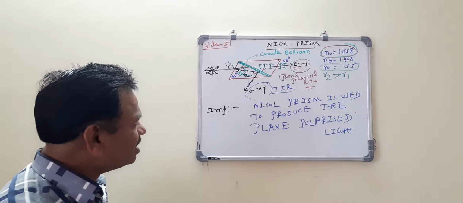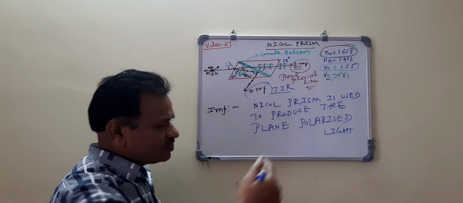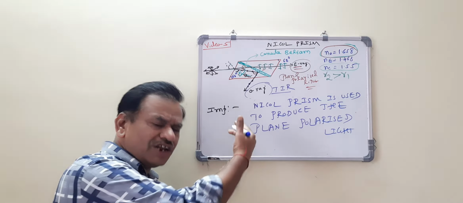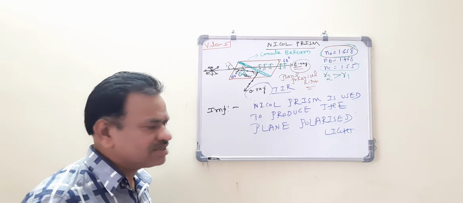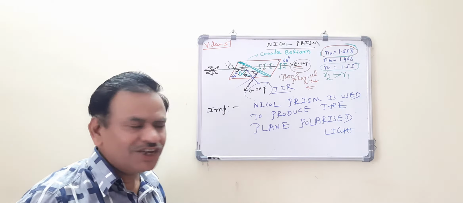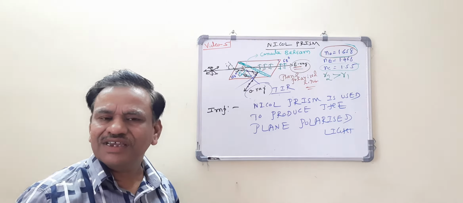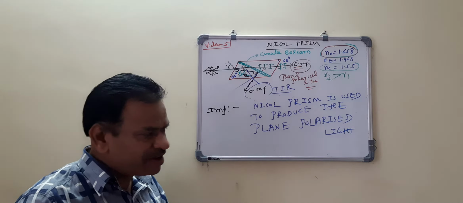How do you produce it here? One set of vibrations, whatever the O ray is, is vibrating in one direction, perpendicular to the plane of the board. This ray is completely eliminated here. By what phenomenon? Total internal reflection. They may ask you a conceptual question on this.